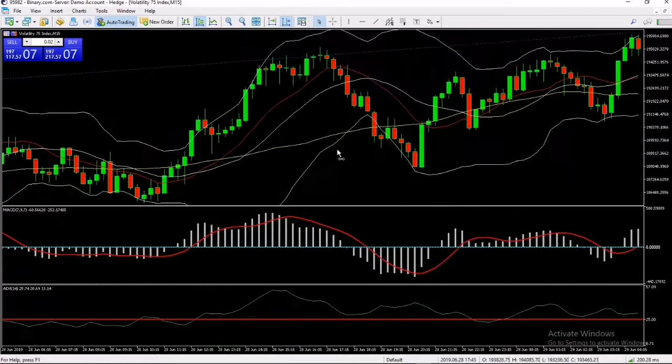That is how this strategy works. You do understand? That is how it works. And this also would have been a very tricky trade to take.